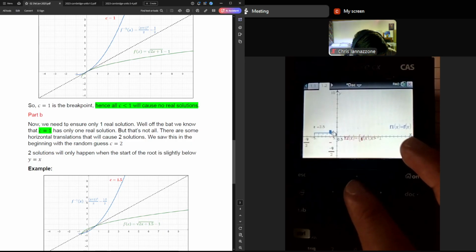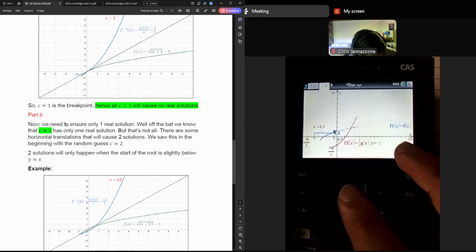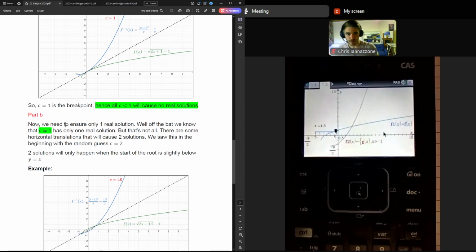Sorry, shift it right, that's a positive c value. If I shift it all the way right, you can see that these are one solution as well. Only one real solution. So now we've got to figure out, okay, how far left do I have to go before we stop having two real solutions?